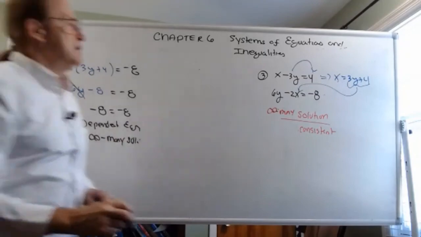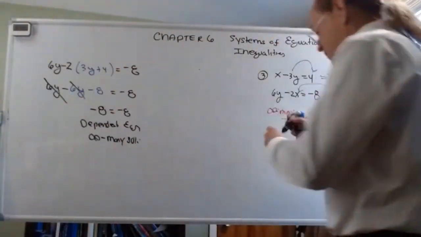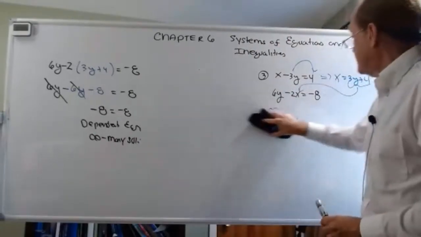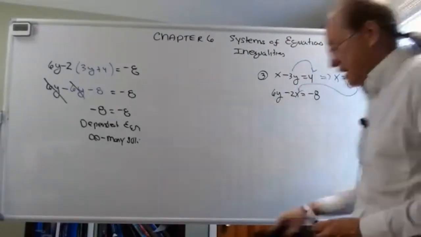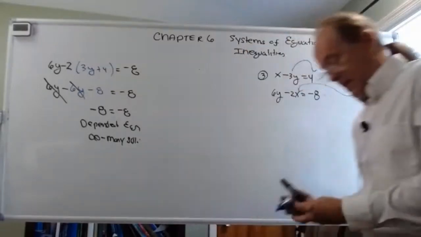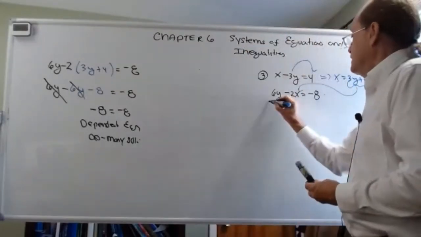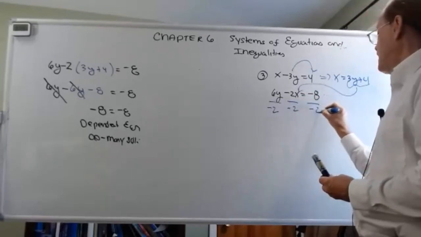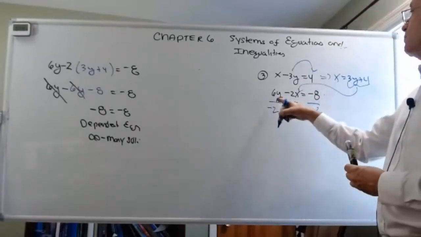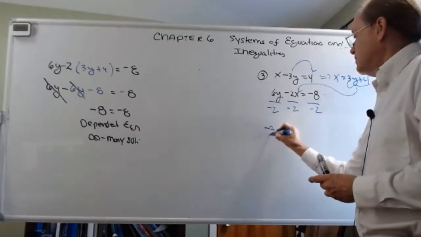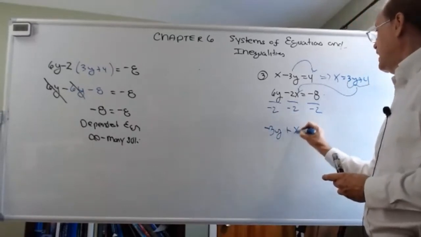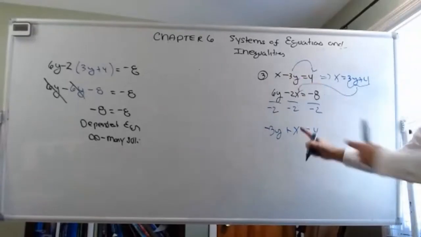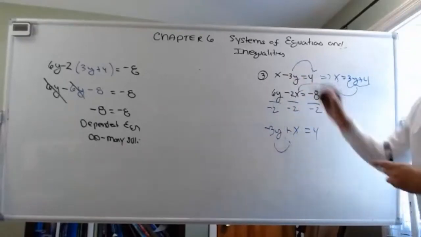And what do they look like? Well, notice what I could have done over here. If I wanted to, I simply could have taken that second equation and divided every term by a -2. So I divide this by a -2, that by a -2. I'm dividing both sides by a -2. So what does this give me? This gives me -3y plus x equal to 4. Well, notice, flip these around and they're the same equations.